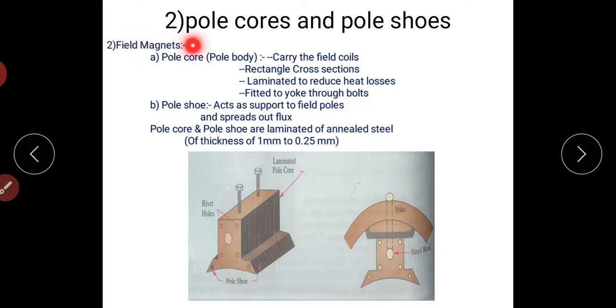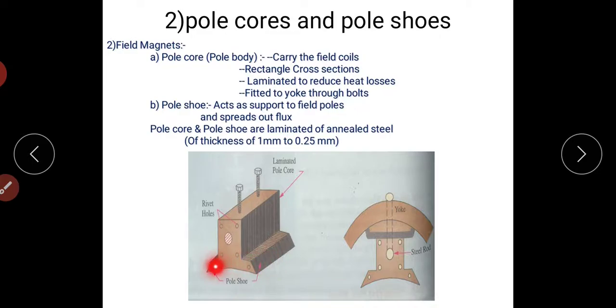Next one, field magnet or field system. We know that the field system consists of 3 parts: pole core, pole shoe, and field winding or field coils. First, the pole core. This part up to this rectangular part is called the pole core or pole body. It carries the field coils or field winding. It has a rectangular cross section, and the pole core has laminated construction. It is made up of a number of laminations. By using laminations we can reduce the eddy current losses, and it is fitted to the yoke.